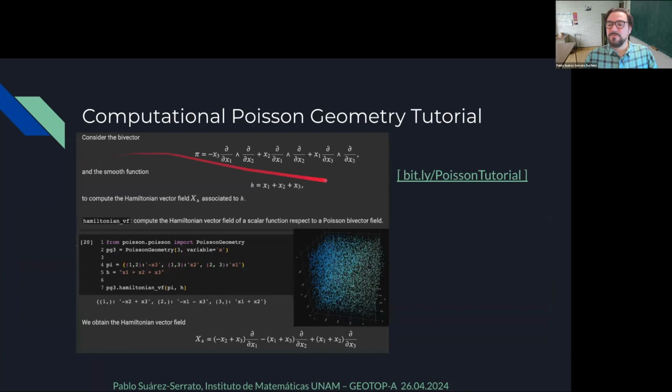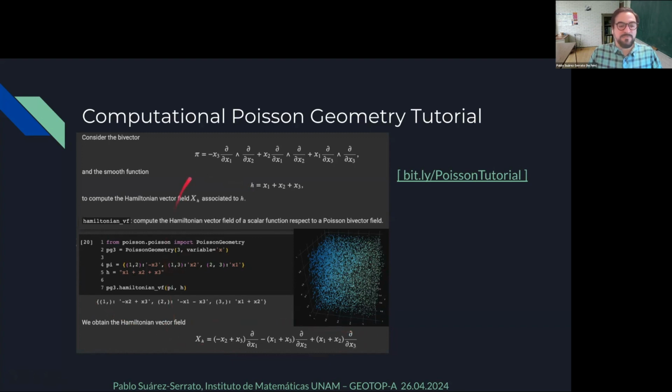If you are very interested in learning more about these, here's a tutorial that we wrote, available on GitHub, and you can run it on Colab. It explains a bunch of different examples. Here you would, for example, define a bivector, and then define your favorite function to start with, and then it can compute the Hamiltonian vector field automatically. In this computation it uses a certain syntax because it's a computer, but we can also get it to output the LaTeX code and display it as a formula.